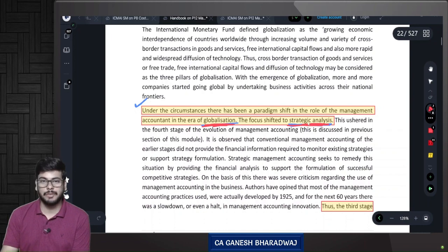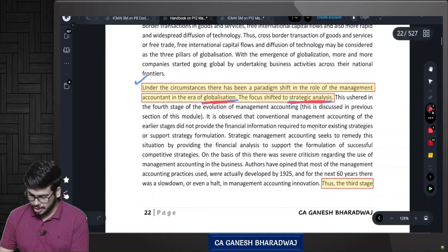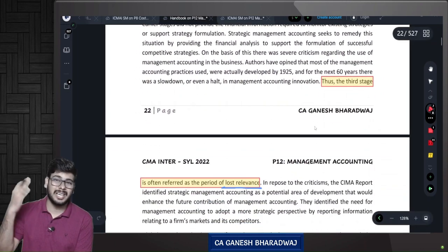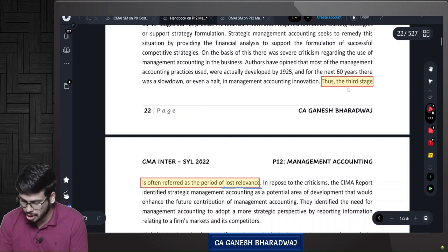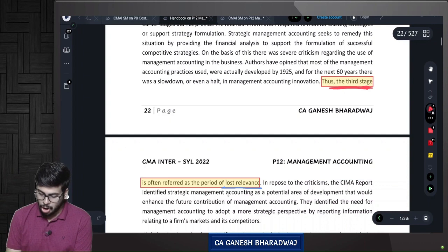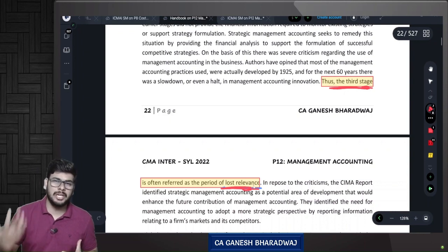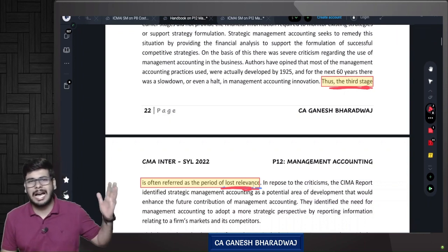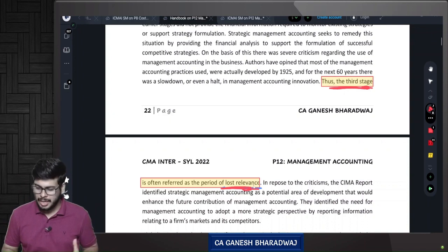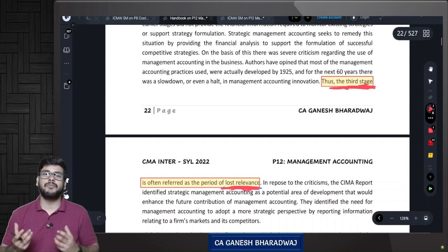The focus has shifted to strategic analysis. I told you it's about deciding between a cost leadership strategy or going for a product differentiation strategy. And if you see the third stage, now I'm connecting the dots. The third stage of the evolution of management accounting is often referred to as a period of lost relevance. Why? Because completely new changes in technologies all happened after 1985 only. That's why the third stage is often referred to as the period of lost relevance.